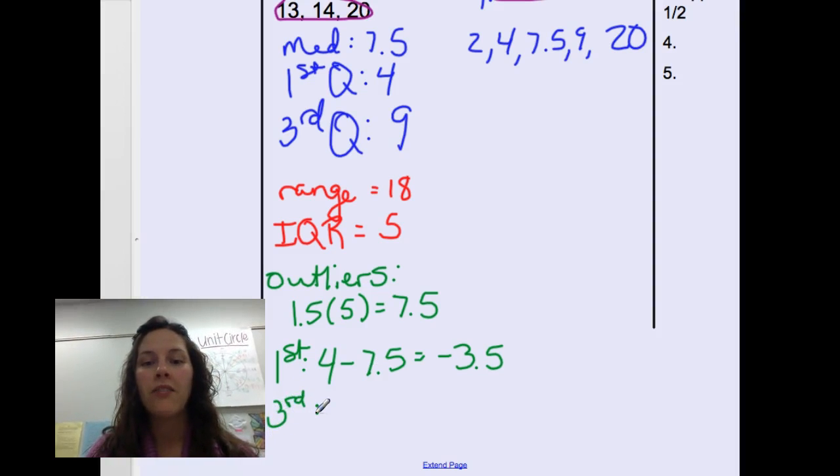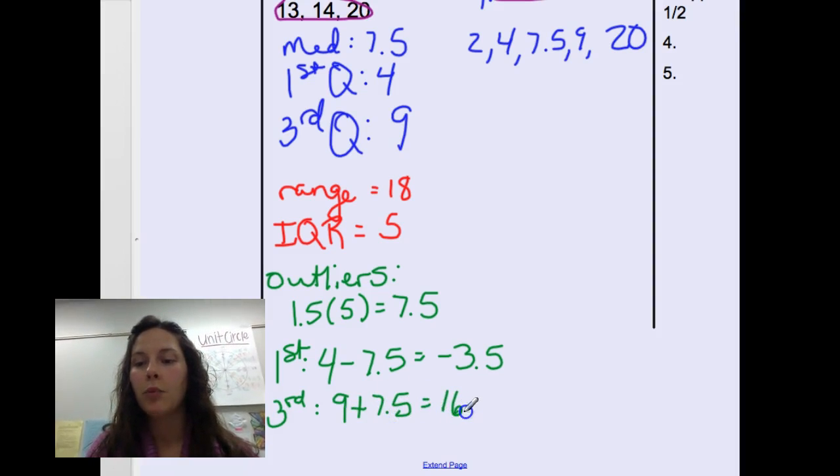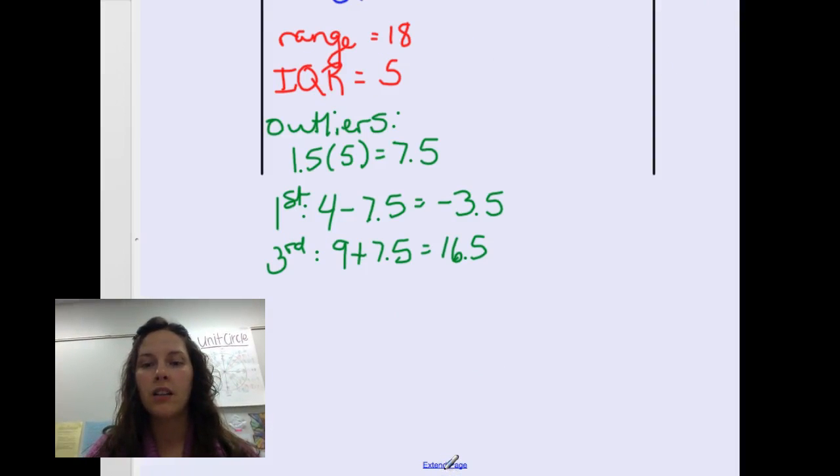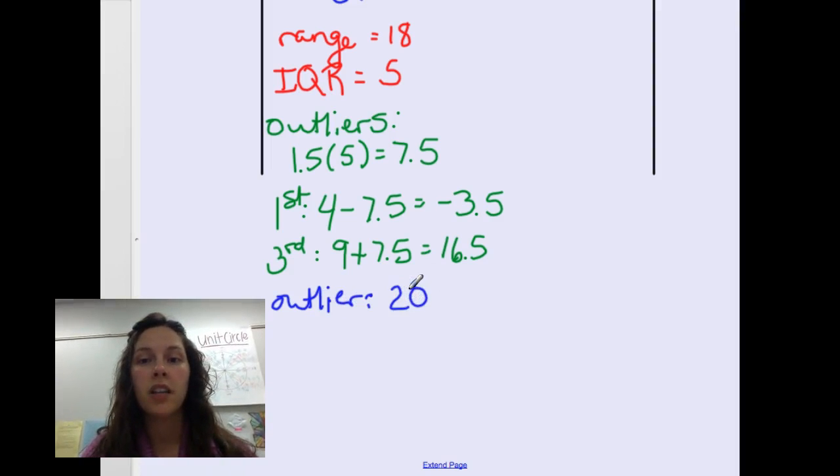To find out if we have any high outliers, we take the third quartile and we add the 1.5 times IQR to it. This gives us 16.5. We do have one data value that is bigger than 16.5, so that is our outlier. This also affected, as we saw, the range. The range was much bigger than the IQR. That outlier is the reason for it.